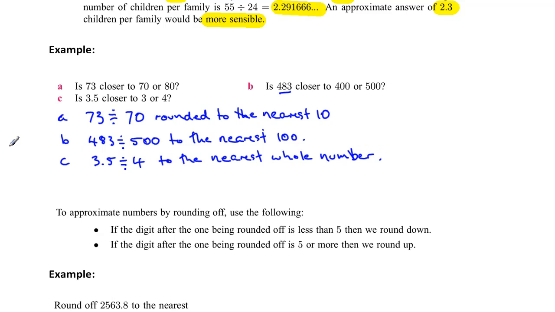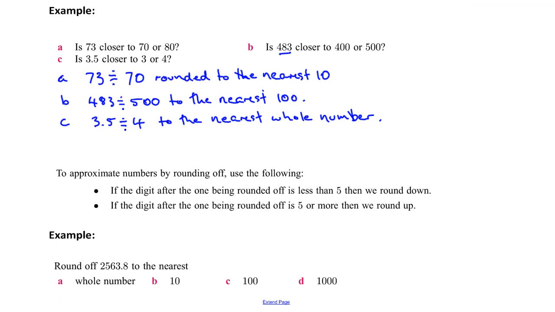All right, now a couple more points. It says to approximate numbers by rounding off, use these rules. And you need to underline these rules, even though most of you will know the rule already, still worth noting it. It says if the digit after the one being rounded off is less than 5, then we actually round down. And if the digit after the one being rounded off is 5 or more, we round up. So let's take some examples here and fix these up.